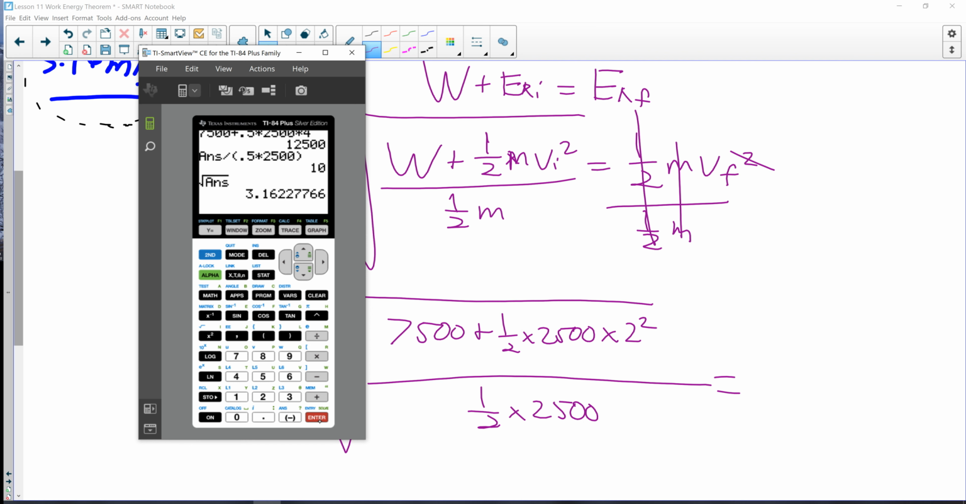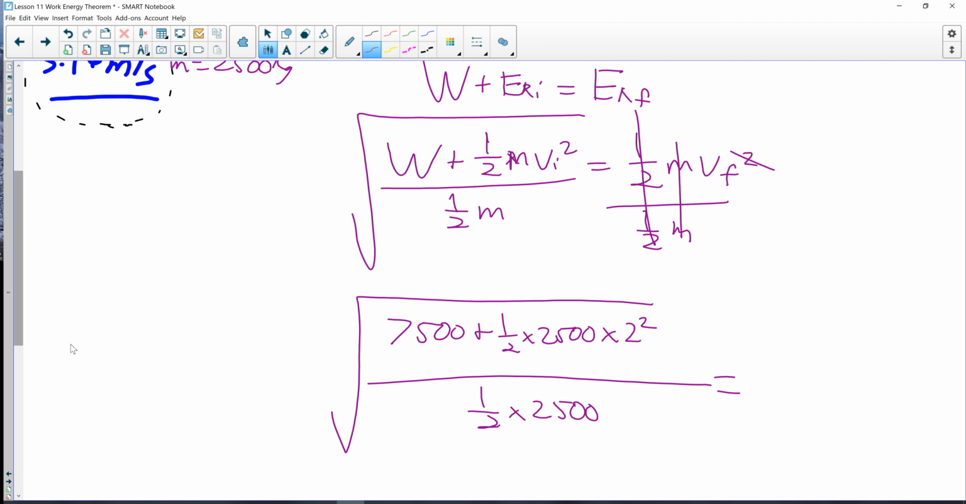That's when you gotta be able to look at the question and go, wait a minute, how come my answer's smaller when it says it's speeding up? That doesn't make any sense, and then look back at your work and go, oh, because I subtracted instead of added somewhere. Okay, that happens sometimes. All right, so we get 3.16 meters per second as our final speed.